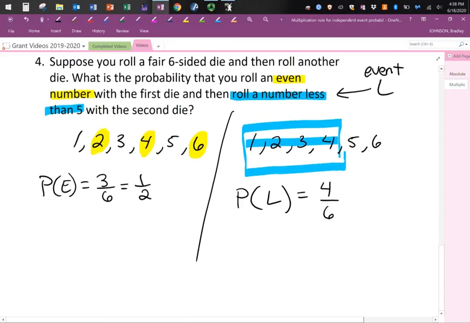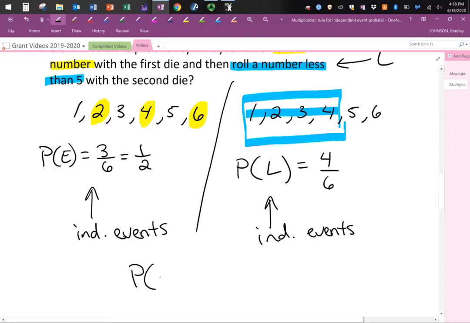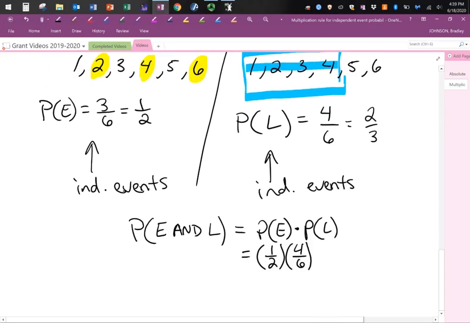Now, if we want to put this together, well, that first roll is independent of the second roll, right? These are independent events. Since they're independent events, we can find the probability of even and a number less than 5, which is equal to the probability of E times the probability of L. So the probability of even would be 1/2 multiplied by 4/6. Now you could have simplified 4/6 by dividing by 2 to get 2/3. You could have simplified it to that as well.